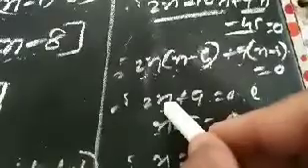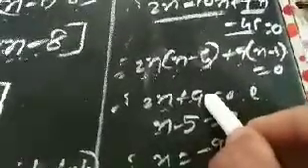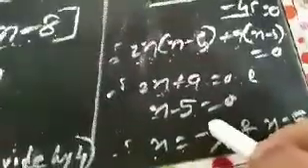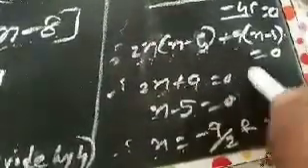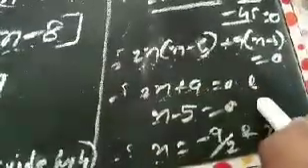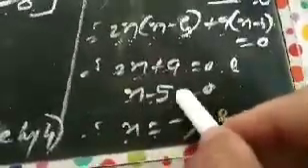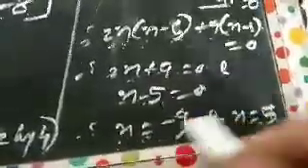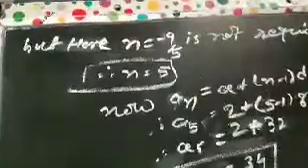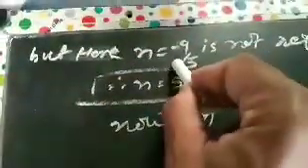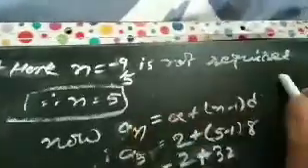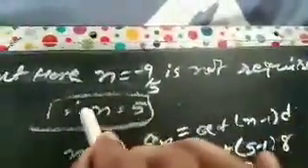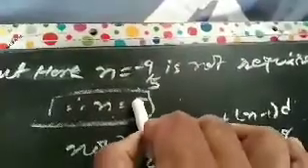For the first, 2n plus 9 is equal to 0, so n is equal to minus 9 upon 2. We bring this 9 to the other side, and the 2 also, so n is minus 9 upon 2. For the other, n is equal to 5. So we get two values of n. But n is equal to minus 9 upon 2 is not required because n cannot be negative. So we take only n is equal to 5. This is our first answer.